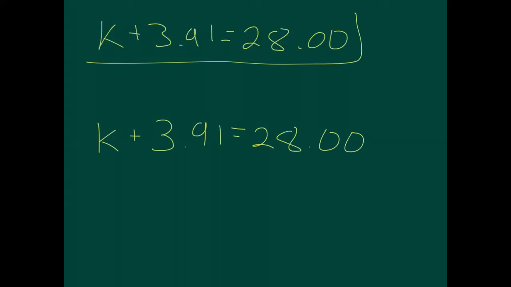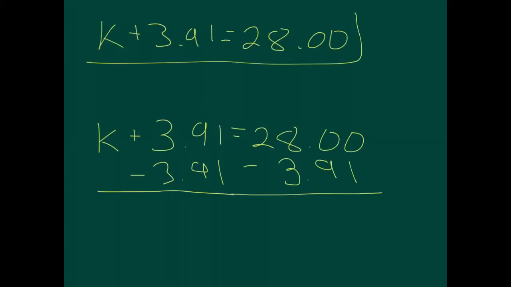So the first thing you want to do is get K by itself. So for that, you want to subtract 3.91. And so you've got to do the same thing on this side, 3.91. And so positive 3.91 minus 3.91 cancel each other out. So that gets you K by itself.